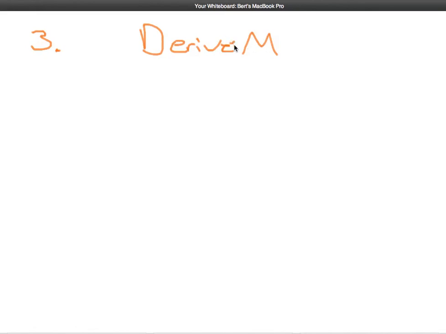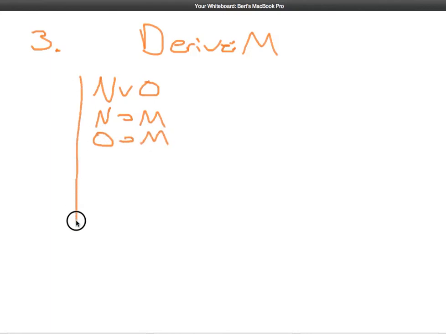And we were given as primary assumptions either N or O. If N, then M. And if O, then M. And these were our primary assumptions. Just number them off. 1, 2, and 3.